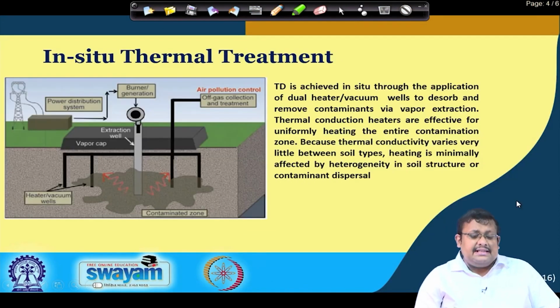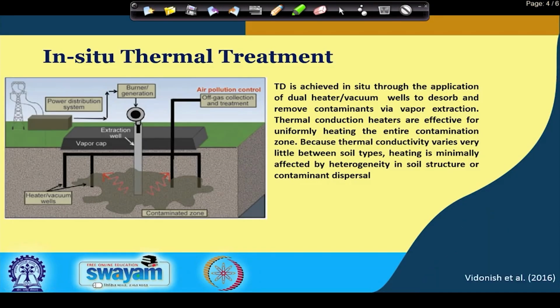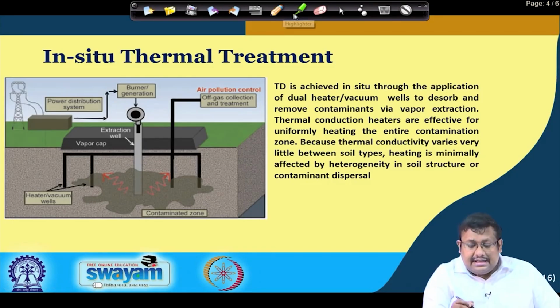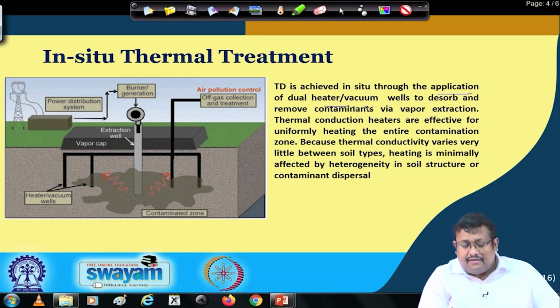Now, the next thing is in situ thermal treatment. This thermal desorption in the in situ thermal treatment is done by the application of dual heater or vacuum wells to dissolve and remove the contaminants by vapor extraction. So, you can see here this is an extraction well and this is a vapor cap and these are the heater and vacuum wells.